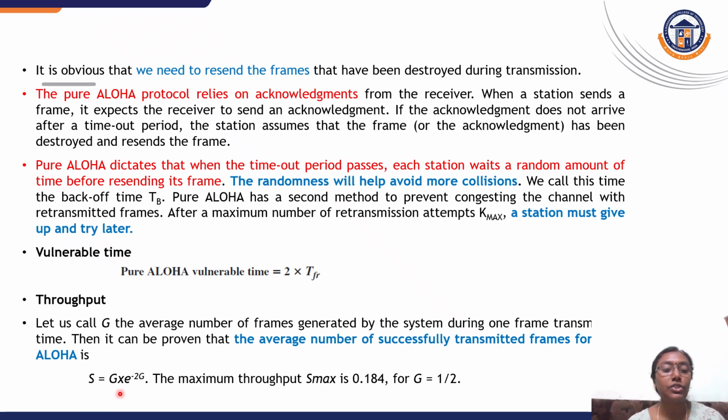Throughput for pure Aloha, S, the average number of successfully transmitted frames, is S equal to G times e power minus 2G, where G is the average number of frames generated by the system. The maximum S is equal to 0.184, so 18.4% of the frames generated will be available at the destination as successfully transmitted frames.